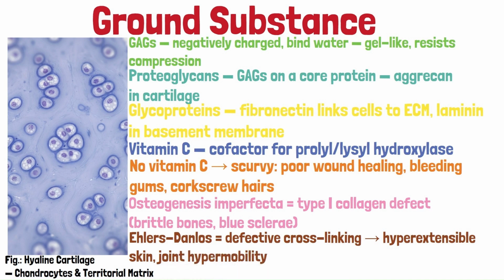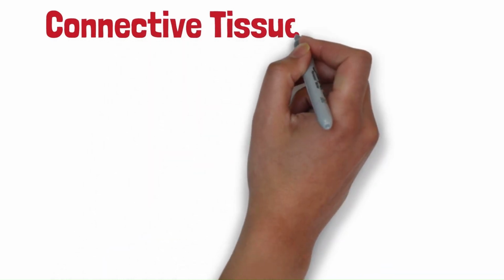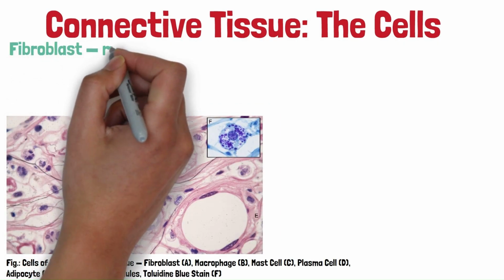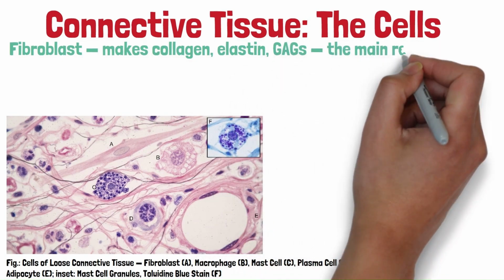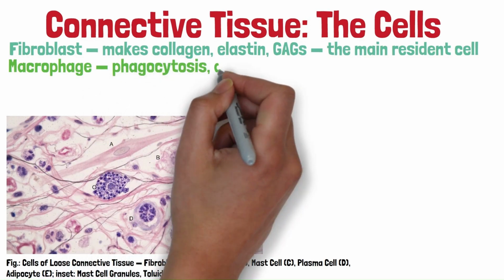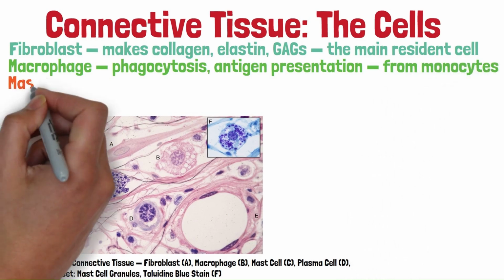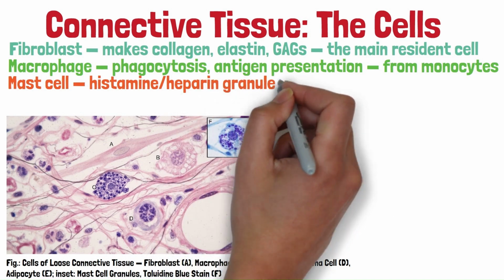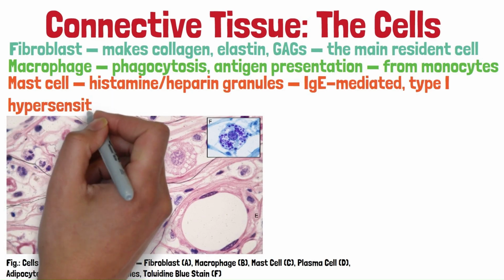Connective tissue has resident cells that are always there and transient cells that show up when needed. The fibroblast is the main resident cell. It's the one actually synthesizing the collagen, elastin, and GAGs you just learned about. Macrophages handle phagocytosis and antigen presentation, and they come from circulating monocytes. Mast cells are packed with histamine and heparin granules, and they degranulate through an IgE-mediated mechanism. That's your type 1 hypersensitivity reaction.